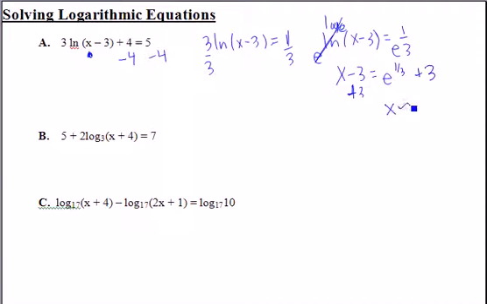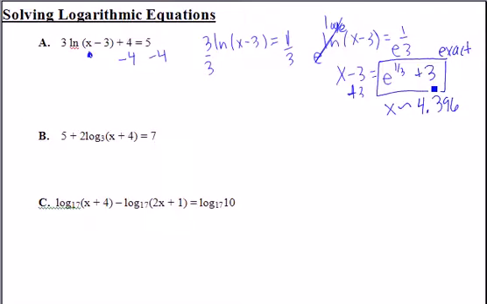Now you can get an approximate answer, but this is an exact answer. E to the 1/3 plus 3 is our exact answer. If you were to evaluate this with your calculator, taking that cube root essentially of e and adding 3, you get about 4.396. So either answer. If they ask for a rounded answer, I would provide the decimal. If it's an exact answer, you would need something with e in it, especially when it's natural log.